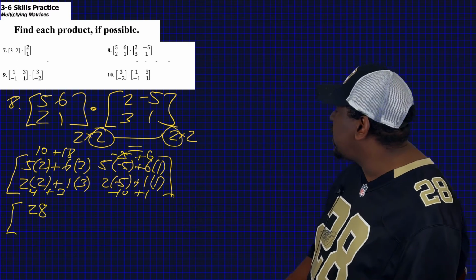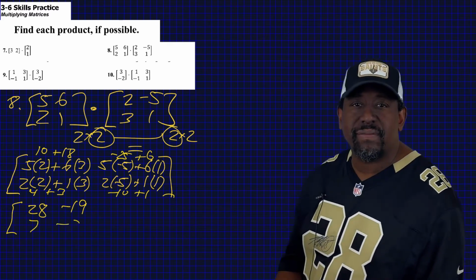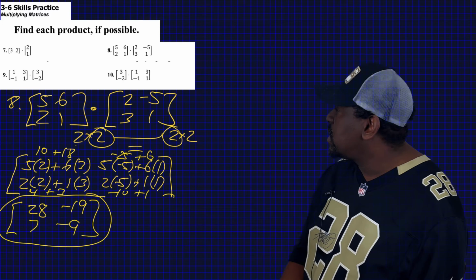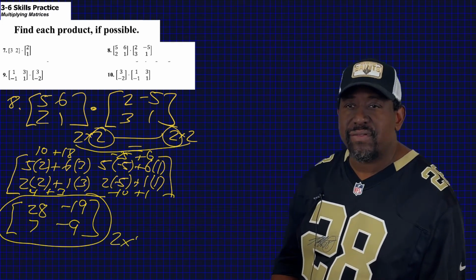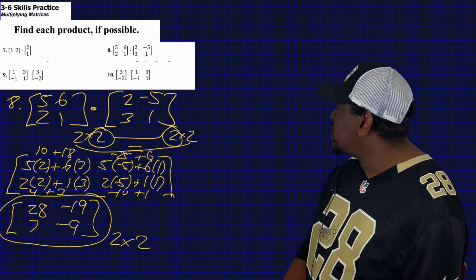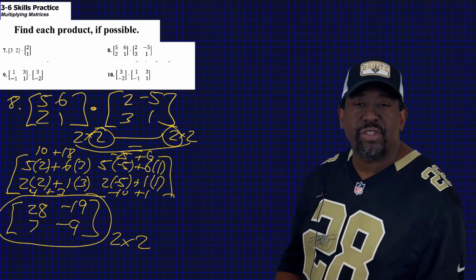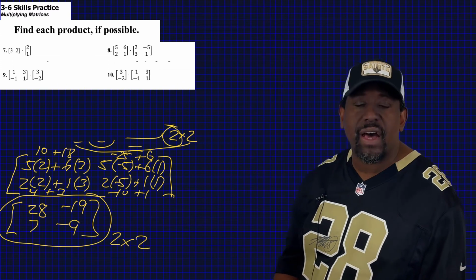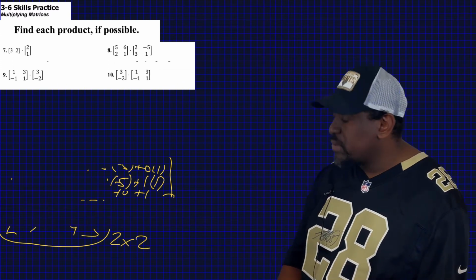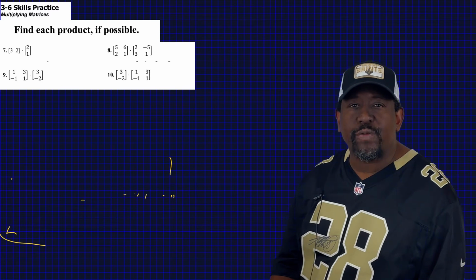So once we simplify that, we will get in the first row 28, -19. That will be our first row. Our second row will be 7 and -9. And so that will give us our final product. So again, first row 28, -19. And as you can see, it's a 2 by 2 matrix as we wanted. In the second row is 7, -9. So we're complete with number 8. All right. So hopefully, again, the more you do these multiplication problems, find the products, the easier it becomes. So let's see where we go next.